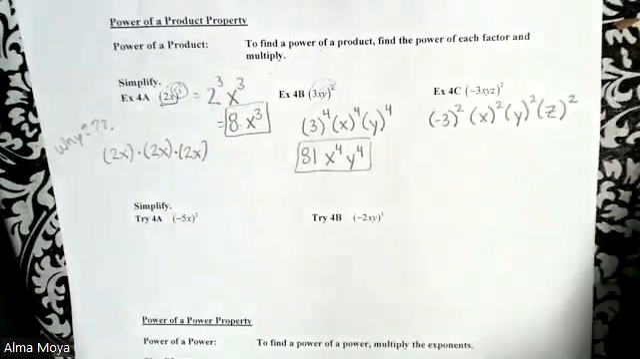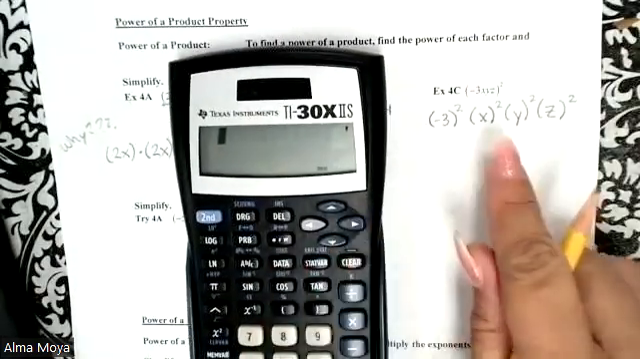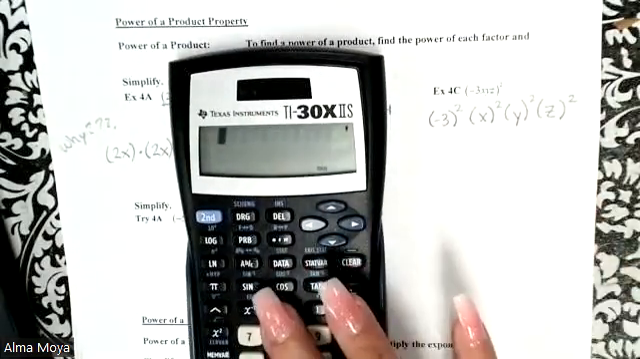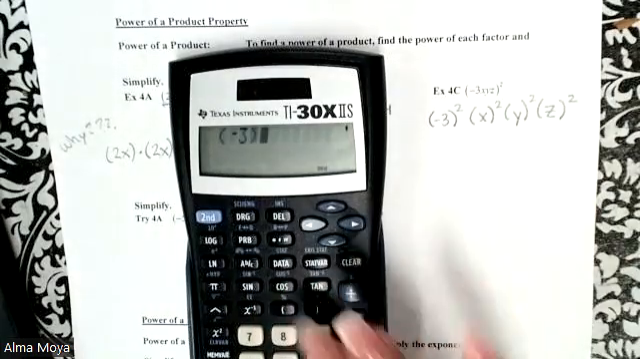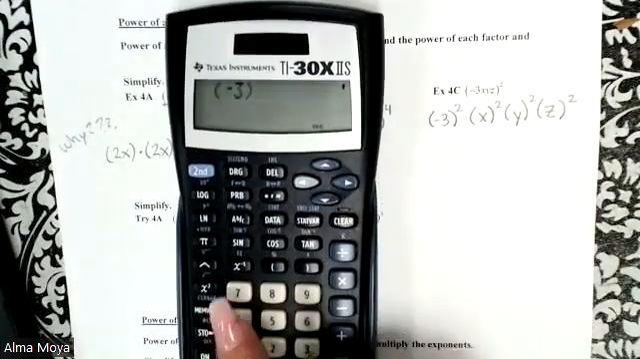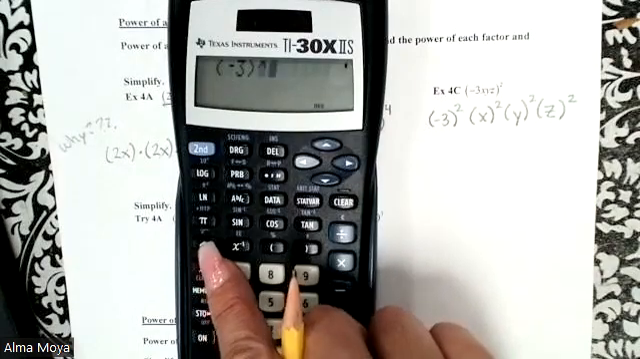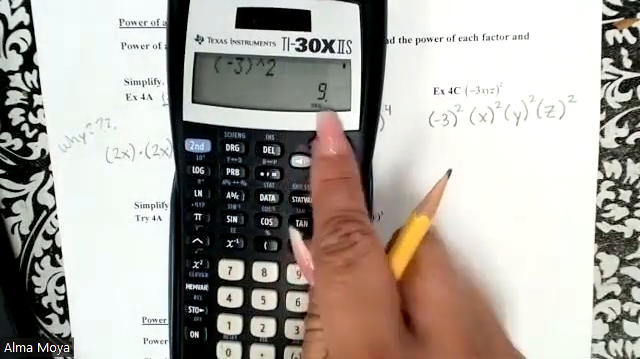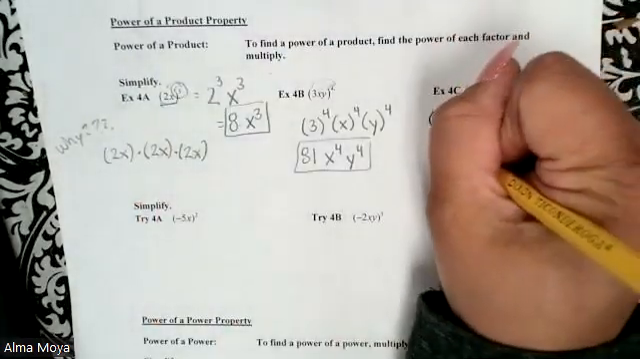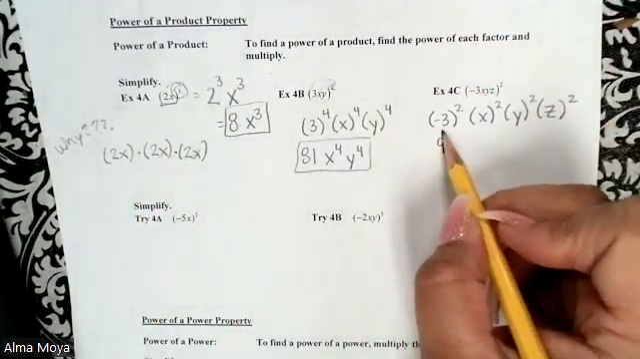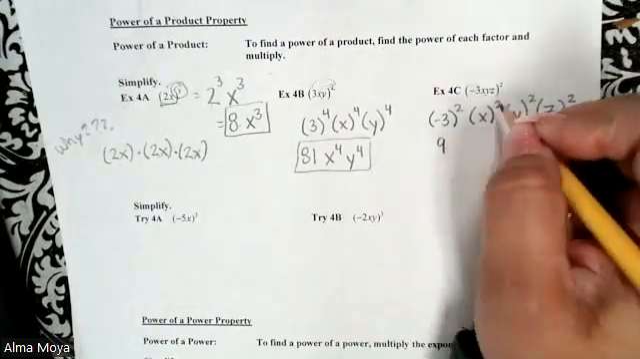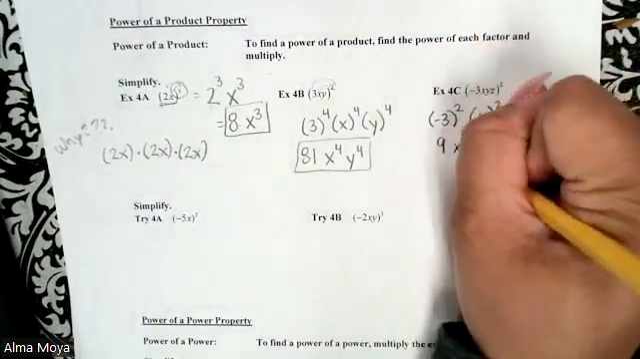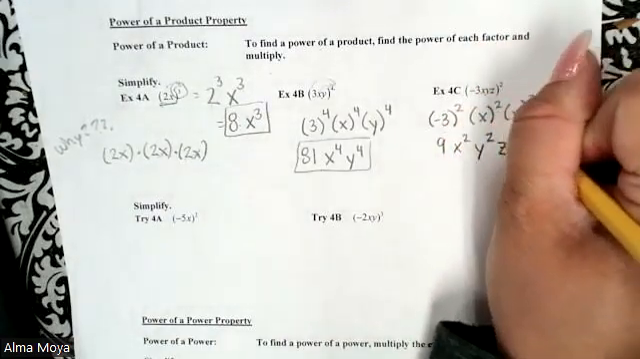So -3 squared, make sure you put that in parentheses because you need to square that negative value also. Parenthesis, -3, close my parenthesis. And now this calculator does have a square key, or you could go ahead and still hit raise 2. It'll still give you the same answer. Now the answer is a +9, and the reason why is because a negative times a negative is a positive. And then here you're left with an x squared, a y squared, and a z squared.